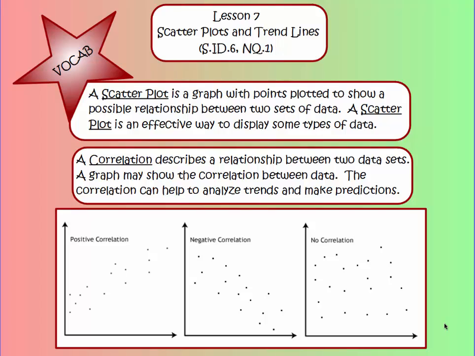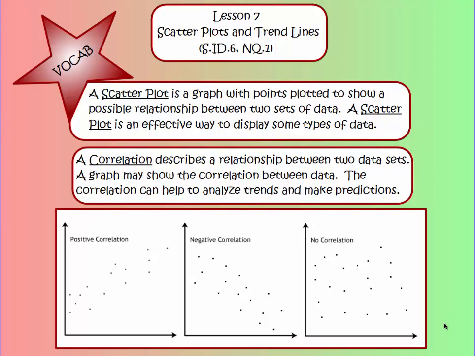Also, we want to know what a correlation is. It is something that describes a relationship between two data sets. A graph may show the correlation between data. So a lot of times we're going to want to be graphing these data sets, and the correlation can help to analyze trends and to make predictions. So we can graph all these different data points all over the place, and then we can see what is happening, what might happen in the future, if things continue to go in the direction that the data is suggesting. We have three different types of correlations that we're going to be looking at.